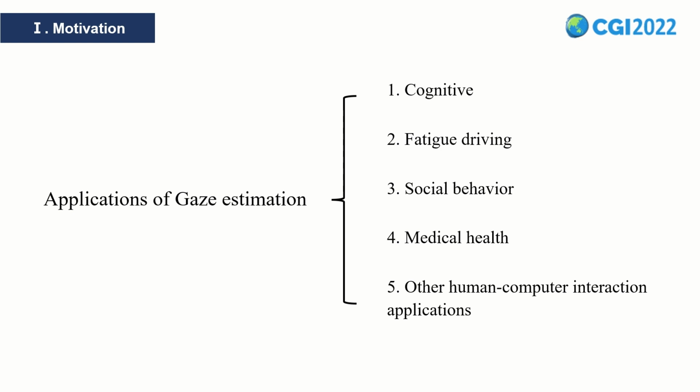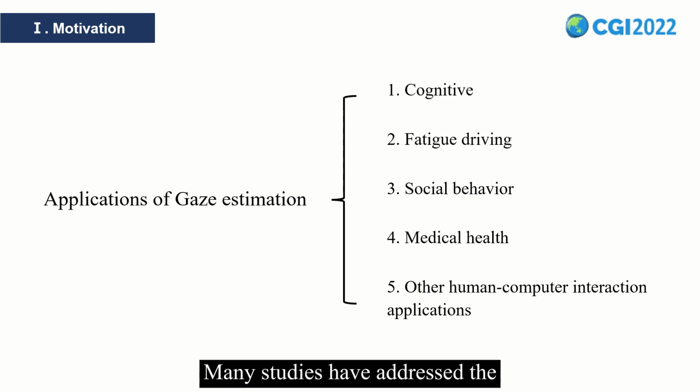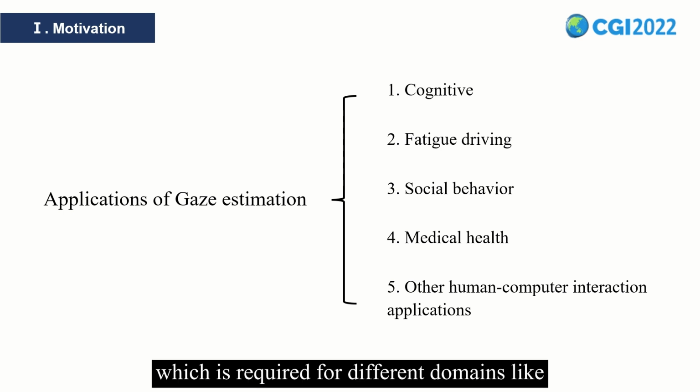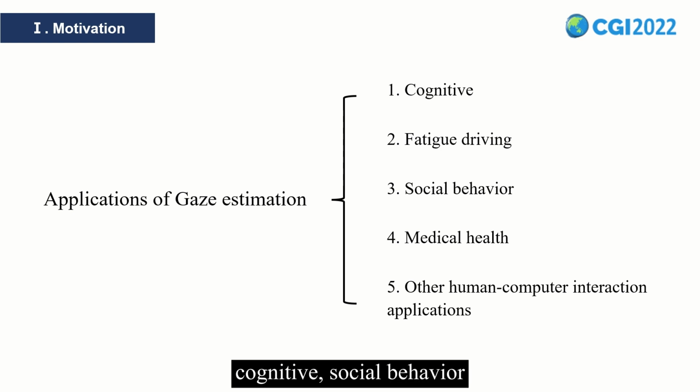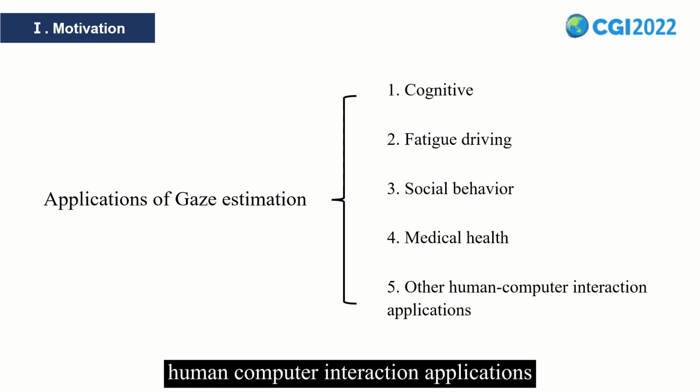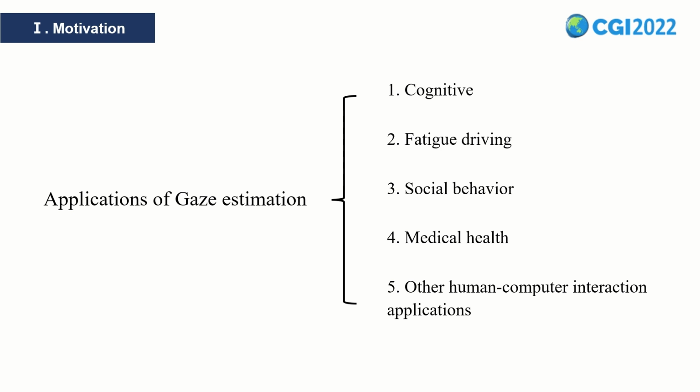Generally, human gaze estimation is a frequently used approach to gain a better understanding of human cognition and behavior. Many studies have addressed the approaches to trace the position and the direction of eye gaze, which is required for different domains like cognitive, social behavior, medical health, commercial, and other human-computer interaction applications.